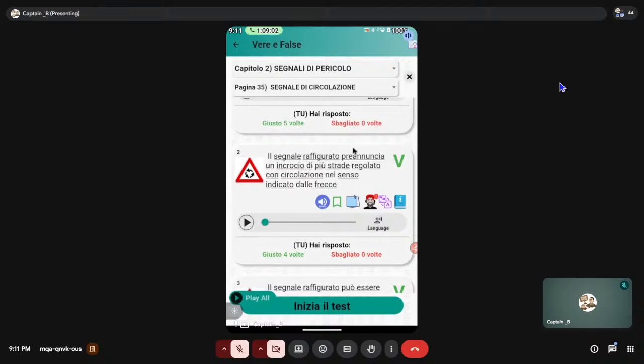This side is referring to preannuncia, announcing a junction of more roads regulated with circolazione, regulated with circulation, nel senso indicato, in the sense of indication, della freccia, in the sense of indication to the direction. Yes, and it is true.